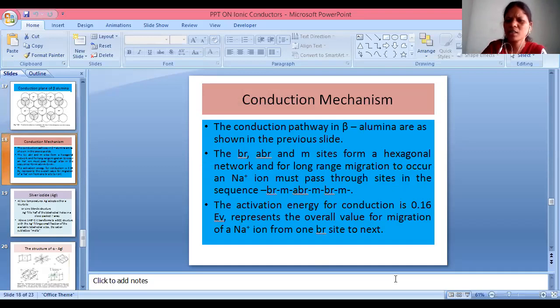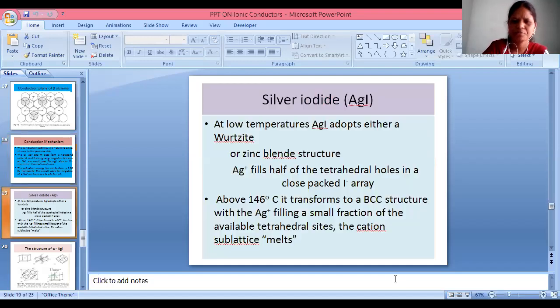For long range migration to occur, an Na+ ion must pass through the sites. It has to cross first Br, then M site, then aBr site, then M site, Br, and M, and so on. The activation energy is required for this conduction process, and the required energy is equal to 0.16 eV, which is the overall energy of activation required for the migration of Na+ ion.